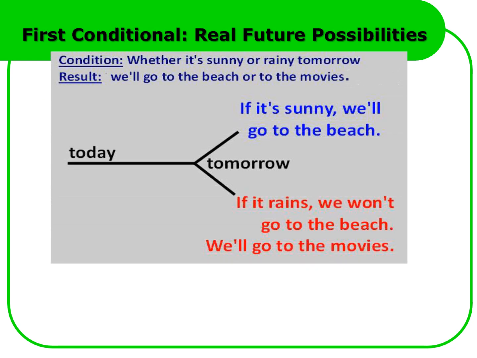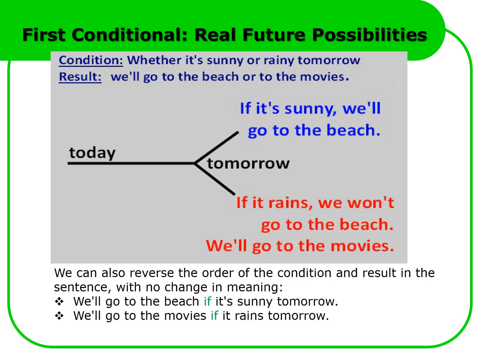The first conditional, as we said, speaks about real future possibilities. For example, whether it's sunny or rainy tomorrow, we will go to the beach or to the movies. So if it's sunny, we will go to the beach. I'm speaking about today, which can be the present, or I speak about tomorrow, for example, the future. If it rains, we won't go to the beach, we will go to the movies.